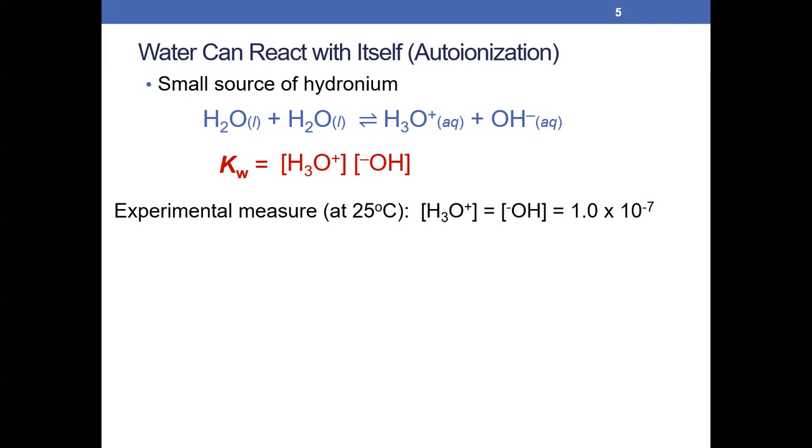We can solve for this K numerically. We just multiply those two together and get this very, very small number, 1 times 10 to the minus 14. Hopefully this is ringing some bells. As long as we are at room temperature, 25 degrees, this numerical value for the relationship between H3O plus and OH minus is consistent. So we're going to use this KW a lot to relate our concentrations of H3O plus and OH minus.